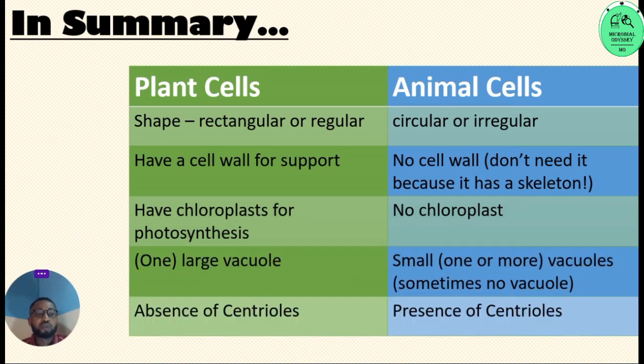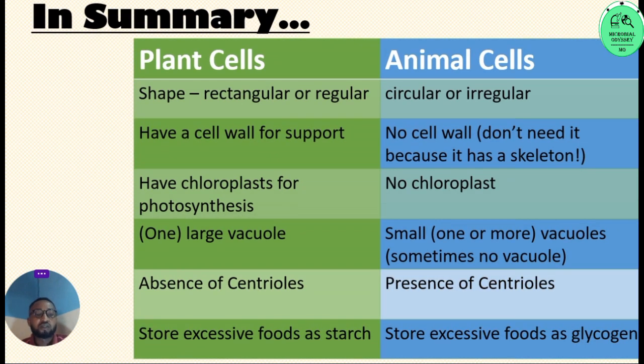There is an absence of centriole in the plant cell, while the centriole is present in the animal cell. The plants store excess food in the form of starch, while animals store excess food in the form of glycogen.